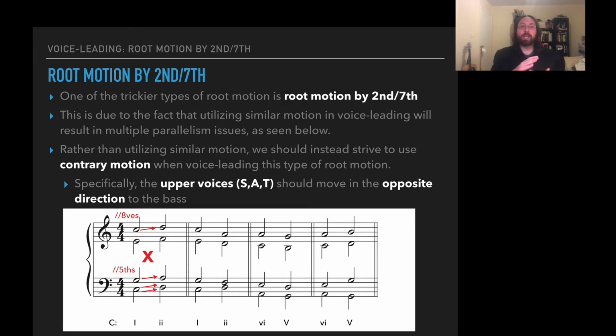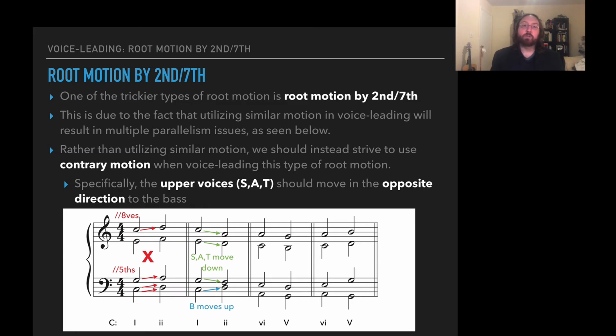So rather than moving in similar motion to the bass, we should instead strive to use contrary motion when voice leading this type of root motion. Specifically, we'll be taking the upper voices, the soprano, alto, and tenor, in the opposite direction to the bass. So in this 1 moving to 2, we see the bass moving up from C to D. So if the bass is moving up here with this root position, root motion by second, then we should have the upper voices moving downwards, which is what we have. SAT move down, and that means that we don't run into any issues.